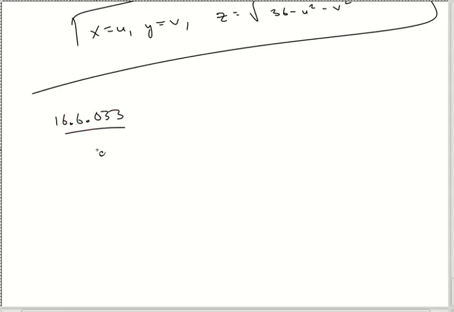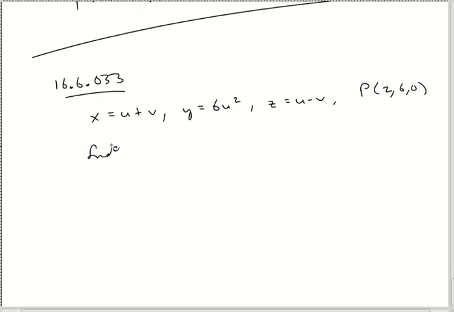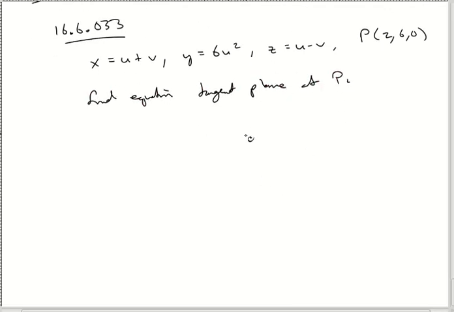So I've got x equals u plus v. I've got y is equal to 6u squared. I got z is equal to u minus v. And they give me a point 2, 6, 0. And they say find the equation of the tangent plane at point P.